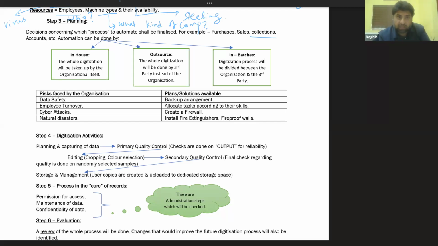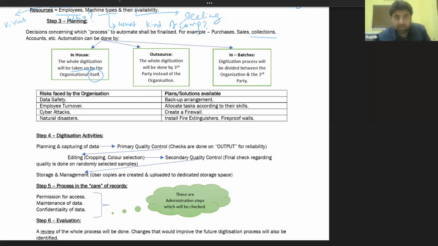And then you think, in-house automation. This is where the whole digitization will be taken up by the organization itself. So you are not trusting the outsiders, you are saying that all the information is very, very important. We shall only convert this manual into digital. So buy the software, get all the necessary people inside the organization, and get everyone starting it. This is known as in-house process. In the house it is happening. That is why the name is in-house process.